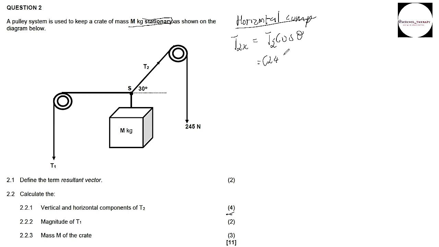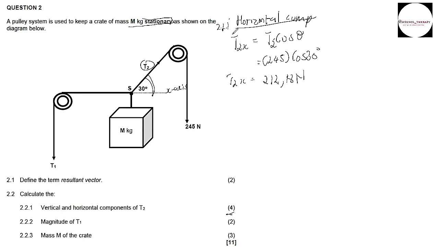Now, what is the value of T2? That's 245, and then cos of the angle. Remember, every time we are calculating the horizontal and vertical component, we must use the angle that is between the x-axis and the force. It's different from when you are drawing. So that's 30 degrees. Then punching that into your calculator, you have T2x equals 212.18 newtons.